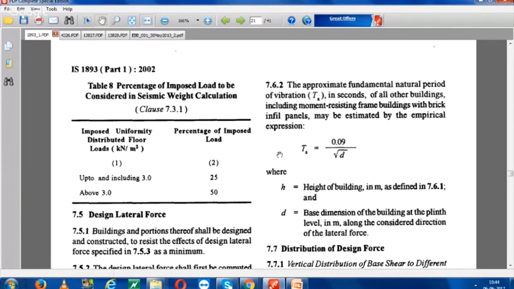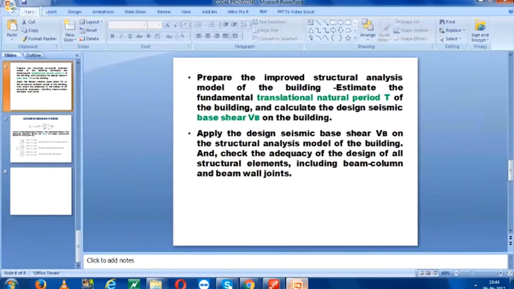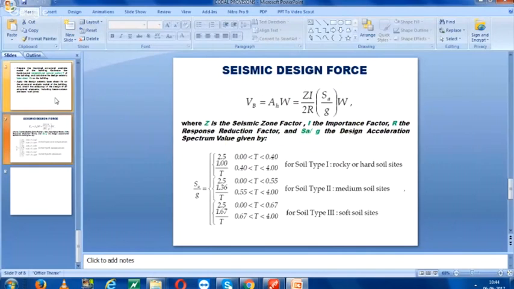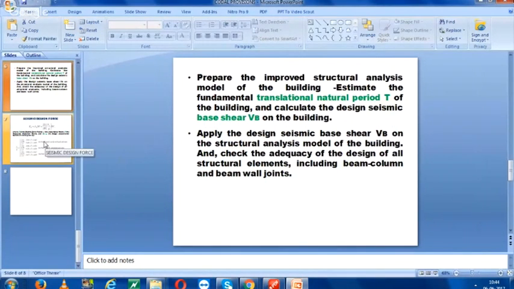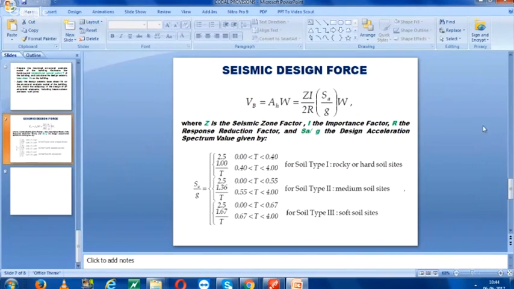You need to calculate the time period first. Now this frame is given in the tutorial. One side is around 20 meters and the other side is 7 meters in length. So you need to calculate the time period in both directions, and in the direction in which the time period is less, we need to take that time period and accordingly design the structure. Now here we need to calculate the base shear.